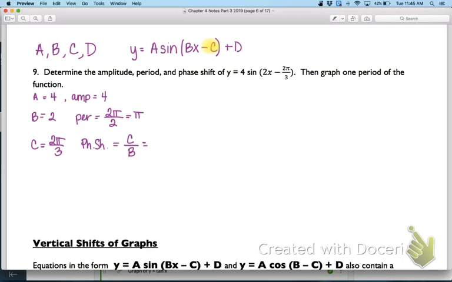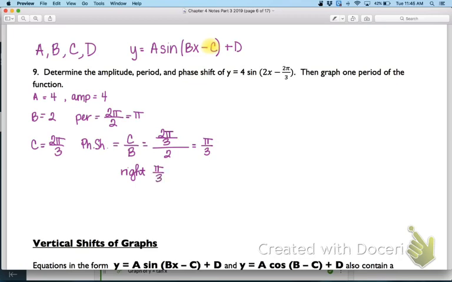Notice that in both of these cases, the value of b was the denominator of the fraction, and so I like to remember that b for the bottom. B always goes on the bottom of the fraction. Anytime that you use b, it's always going to be in the denominator on the bottom, okay? So c is 2 pi thirds, and then we need to divide that by b, which is 2. Well, half of 2 pi thirds is going to be 1 pi third, so the phase shift, positive pi thirds, is going to be moving to the right pi thirds units.